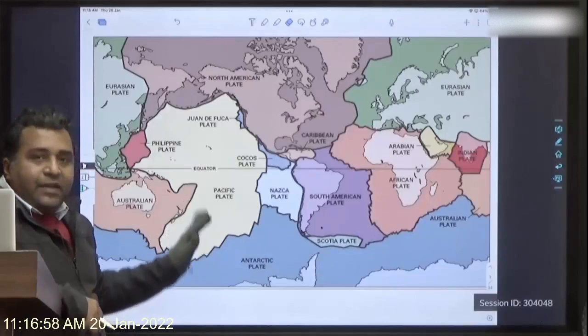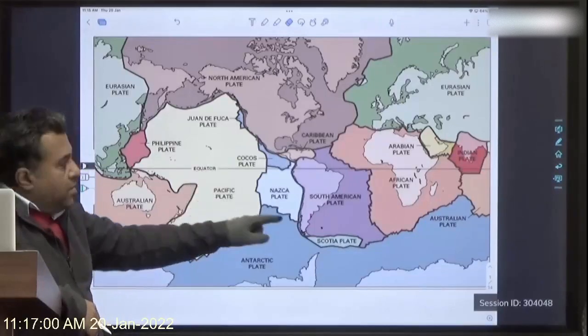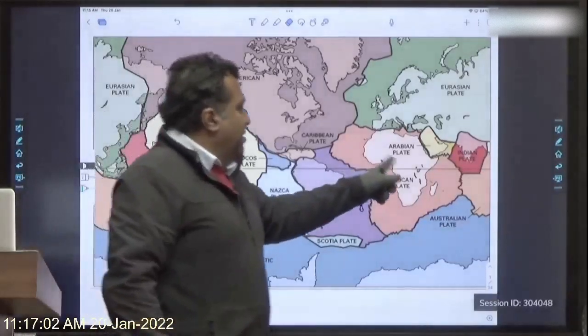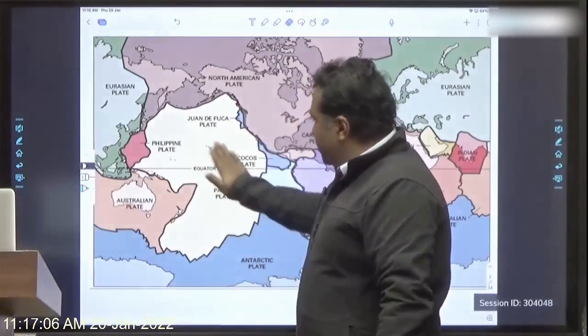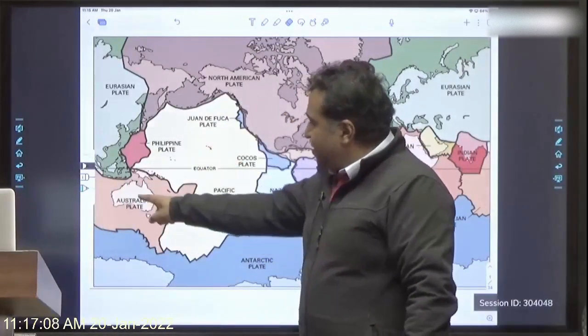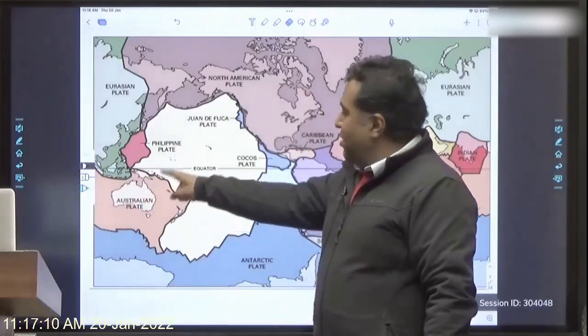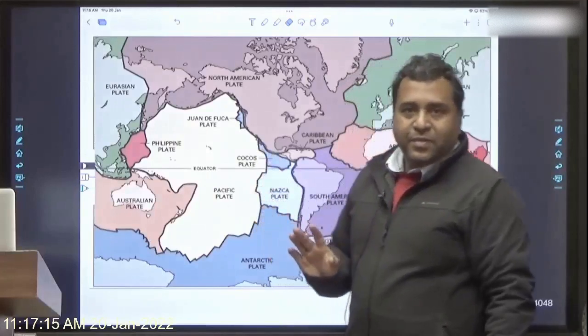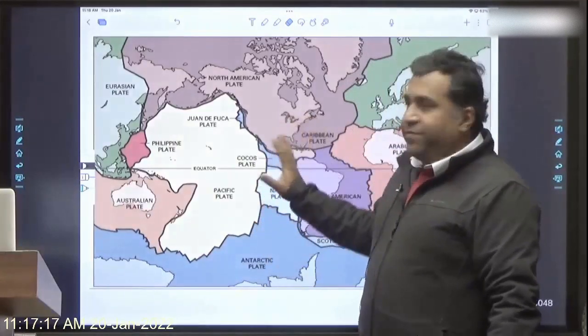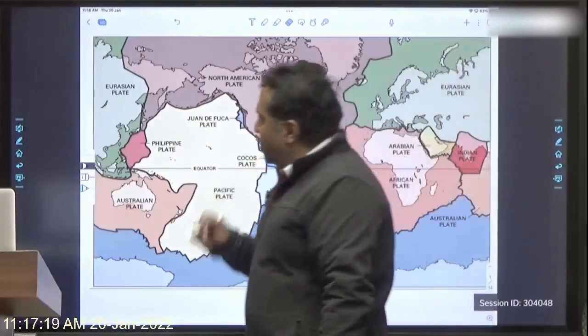That one plate has continental crust on it as well as oceanic crust. So this region is oceanic crust. This region is oceanic crust. This is continental crust. You can see, and this whole thing is one plate. This whole thing is one plate. Is this clear? Right? So in this you see different plates. So how many plates and colored blocks do you see in this?